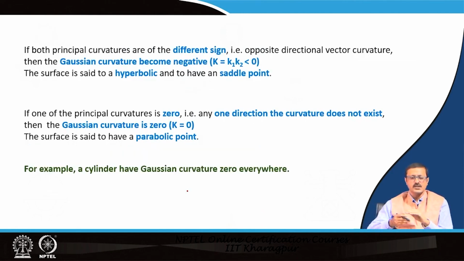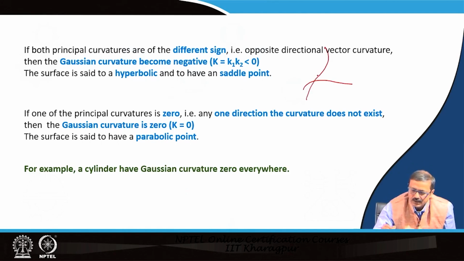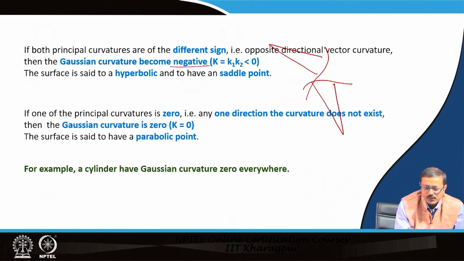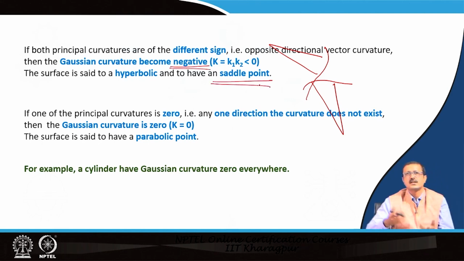If the principal curvatures have different signs, suppose one curvature goes this way and the other goes the opposite way, so they are opposite in direction, then the multiplication value, the Gaussian curvature, is going to be negative. This is hyperbolic, a saddle kind of point. So, the Gaussian curvature can be negative also.